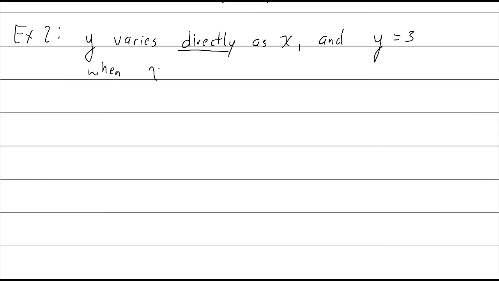Example 2. Find the equation of variation given the situation. Y varies directly as x. And there's that key term again. And y equals 3 when x equals 33. Y varies directly as x. Okay, I know I have to use that formula. Plug in what I know. When y is 3, x is 33. That gives me the equation 3 equals 33k.